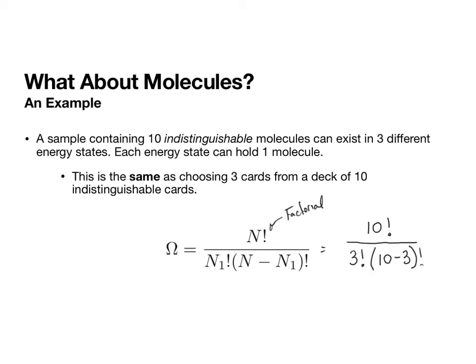And it's 3 factorial. So this means that we have, factorial means 10 times 9 times 8 times 7 times 6 times 5 times 4 times 3 times 2 times 1, all divided by, and I'm not going to write all this out, 3 factorial times 7 factorial. And if I do this math, I get that there are 120 different combinations for this condition.